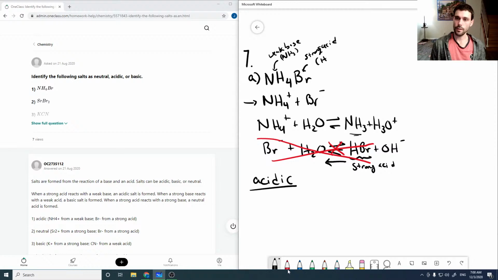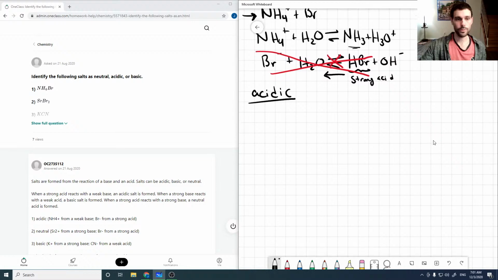So HBr would have been the acid. And so it's a weak base with a strong acid, and so the solution is acidic. Okay? So that would have been its original formation. I find it easier to just look at exactly what's going to be in the solution and work it out that way, but it's up to you. You can memorize some of these rules.